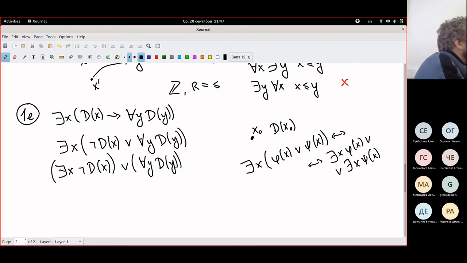So how can this be satisfied? If the second thing is satisfied, for all y, d of y, then the formula is satisfied. We don't need to find an x because any x would suffice. It does not depend on x. The second and the third lines are equivalent. Is that clear? But now we can do the following.